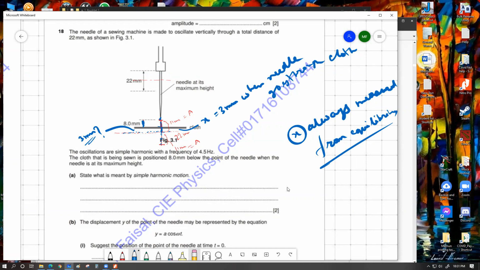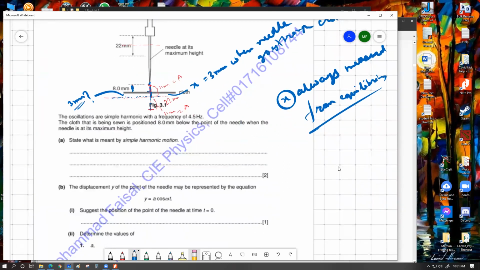What does this mean? It means that if you look up over here, let me go through the question slowly. State what is meant by simple harmonic motion. Write a 2 mark definition. The distance y of the point of the needle may be represented by the equation y equals a cos omega t, such that the position of the needle at time t goes to 0. It means at t goes to 0, what will it be? Either plus a or minus a, or you can say that it would be 8 millimeter above the equilibrium point, above the cloth, or 14 millimeter below the cloth.